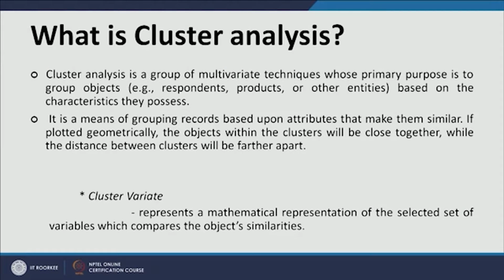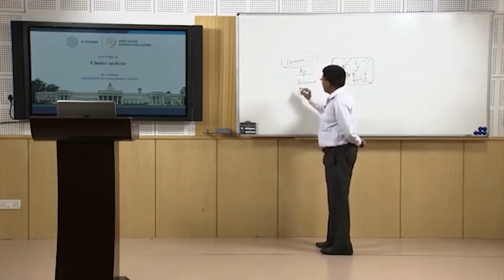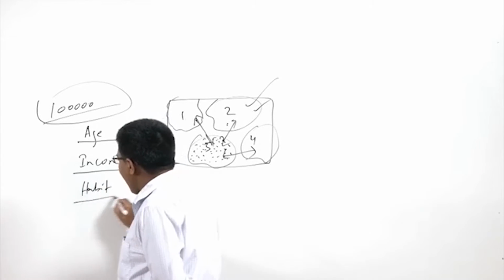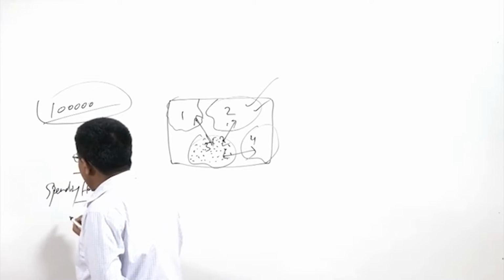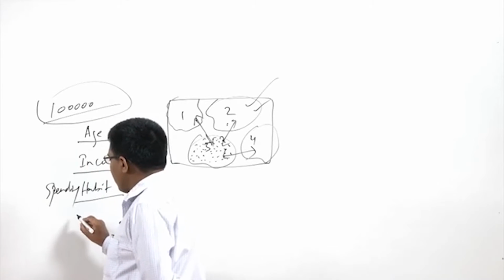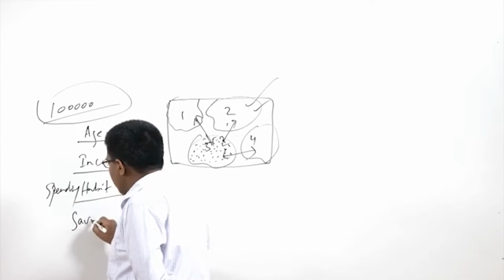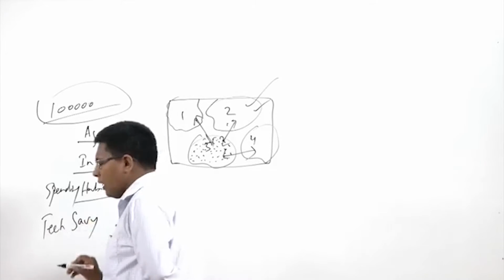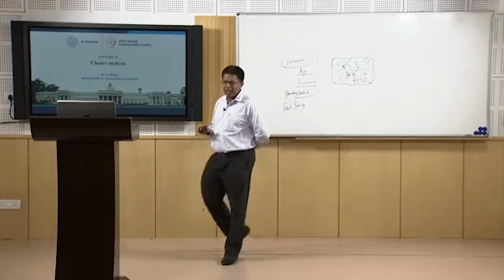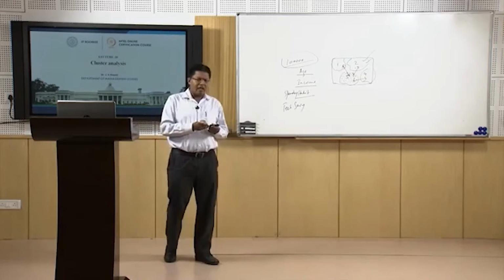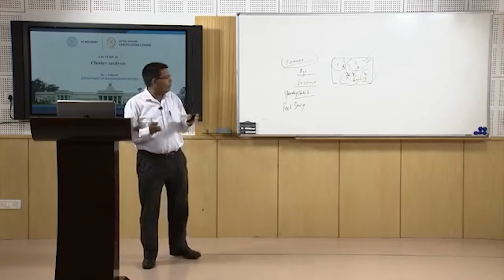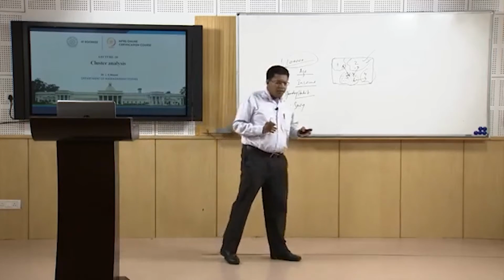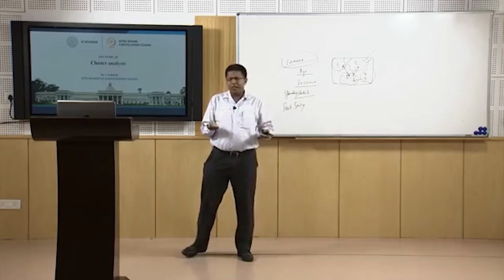Now, what are the attributes upon which it is grouping? The attributes in this case are, for example, age, income level, spending habit, or maybe how technologically savvy people are. So, maybe that is an indicator of measuring. So, you can have certain criteria, certain attributes upon which you can create those similarities, and each similar group is a cluster.